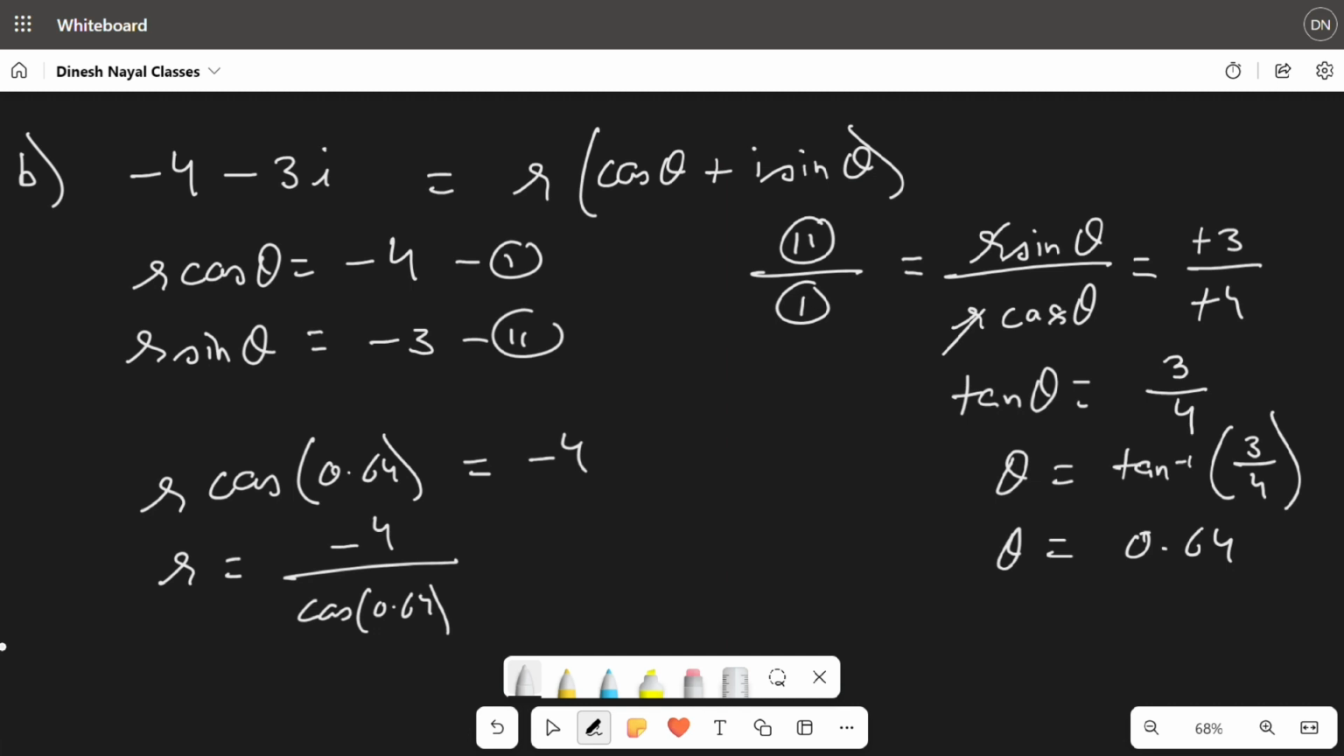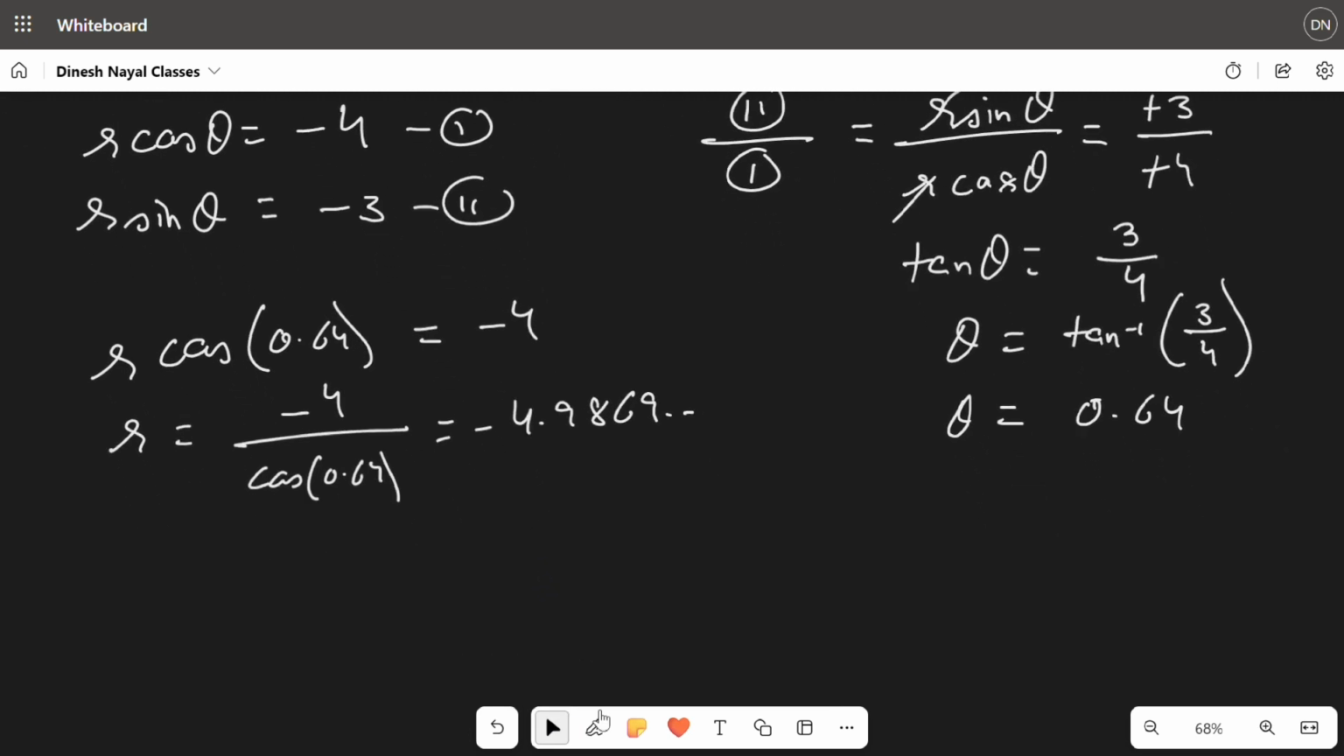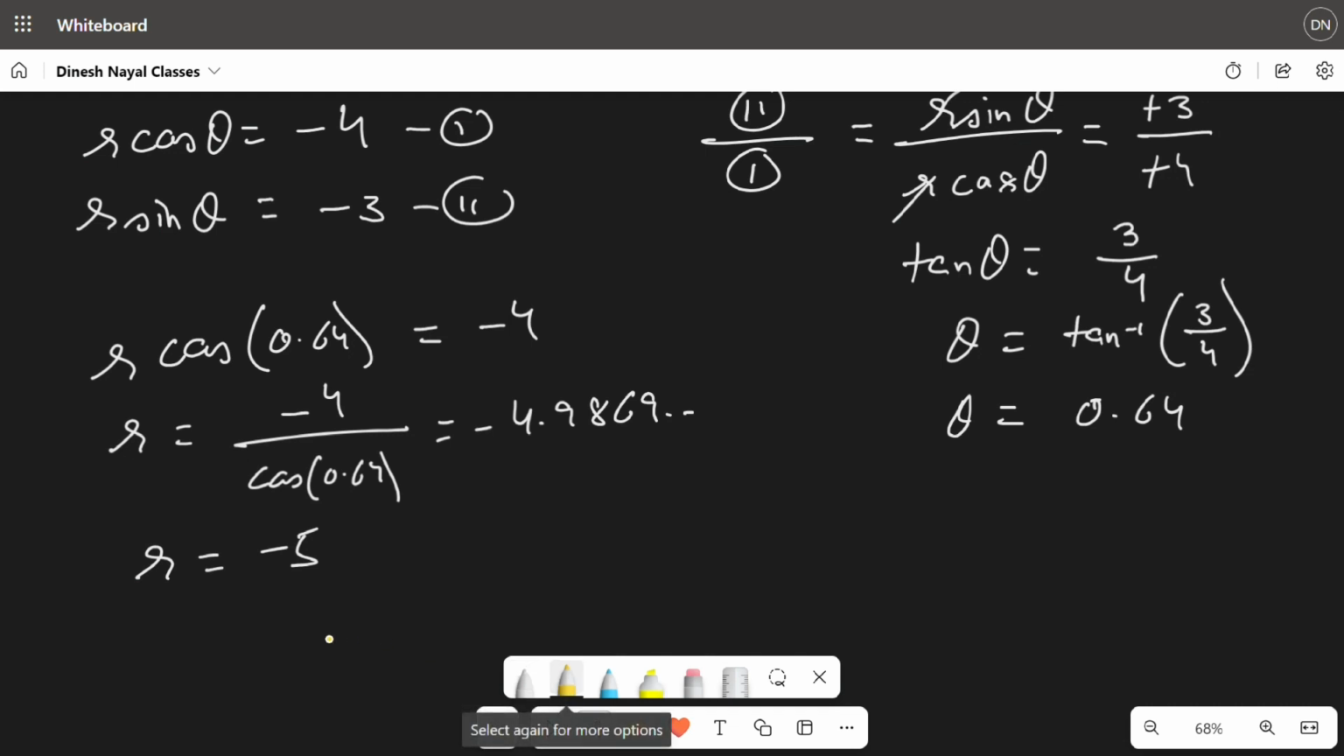My calculator is showing something like minus 4.9869 and so on. So you can round it off to minus 5. So over here r is minus 5. So we have r is minus 5 and theta is 0.64.